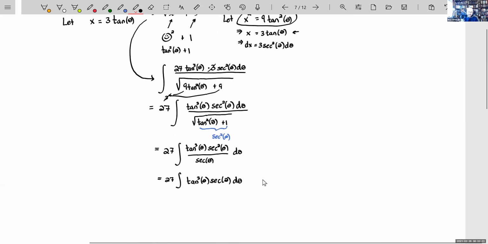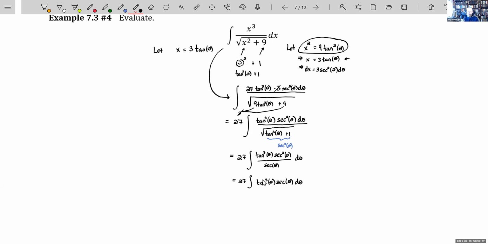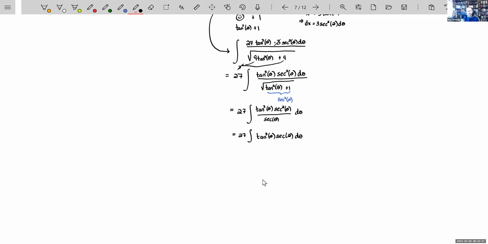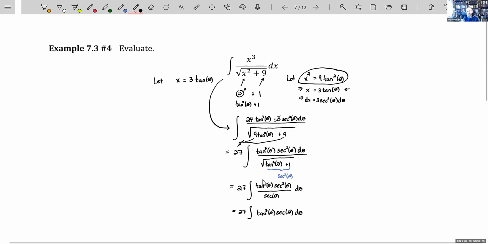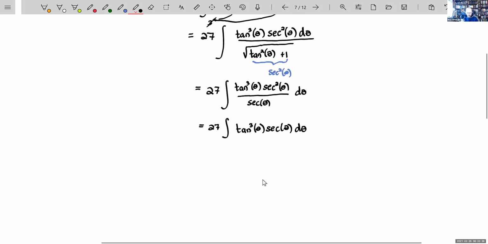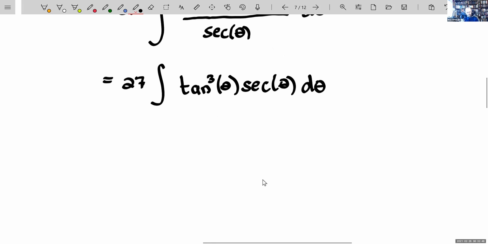That is actually a much easier integral to deal with, believe it or not. But you have to be very creative with your variables at this point. If you take a look at that, we started with the integral of x cubed over the square root of x squared plus 9. We ended with 27 integral tan cubed secant. This goes back to the previous section, which are trig integrals, and we're going to do a u sub here.